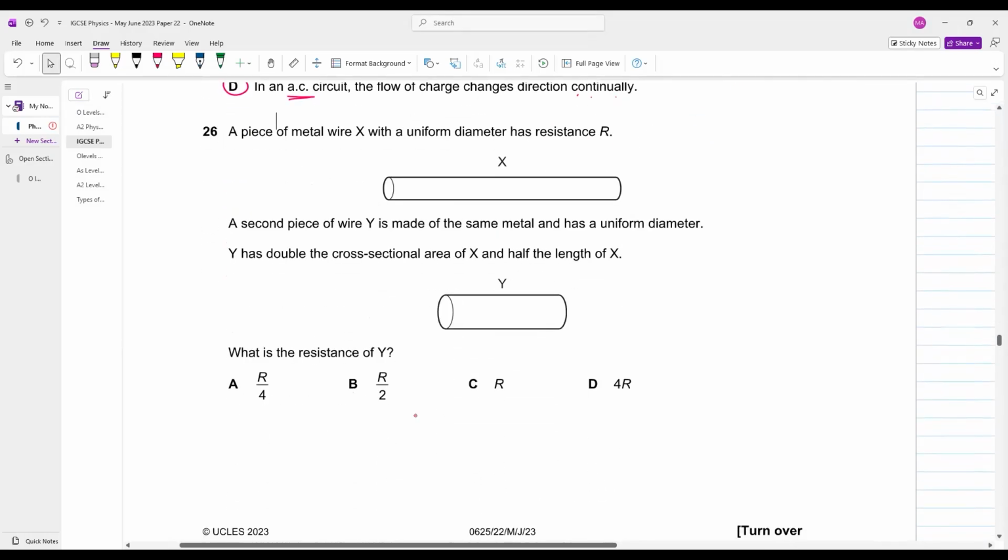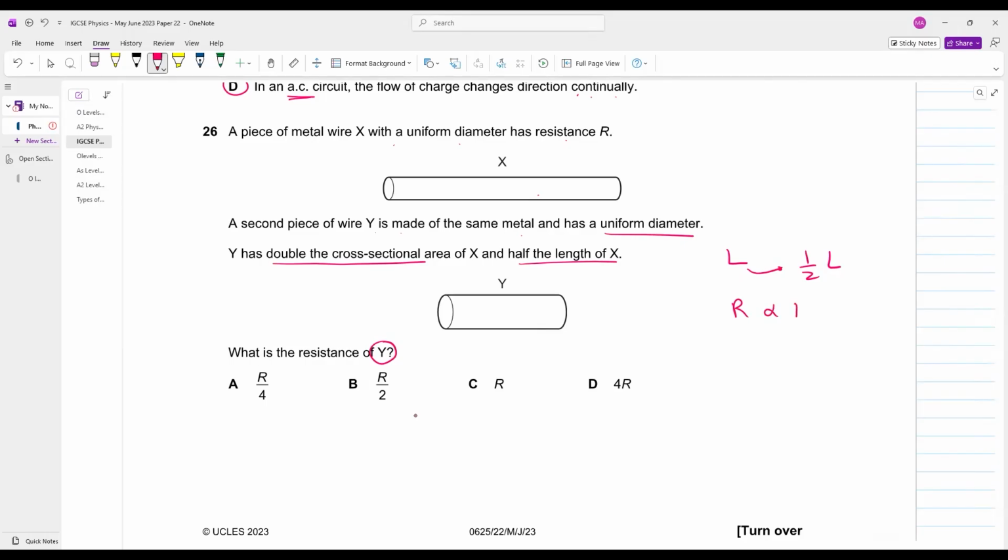Okay. A piece of metal wire X with a uniform diameter has a resistance of R. Okay, so this wire's resistance is R. A second piece of wire Y is made of the same metal and has a uniform diameter. Perfect. Y has double the cross sectional area and half the length. What is the resistance of Y? Beta, first of all, you understand this. If your length is becoming half, what will happen? Do you remember? Resistance is directly proportional to length.